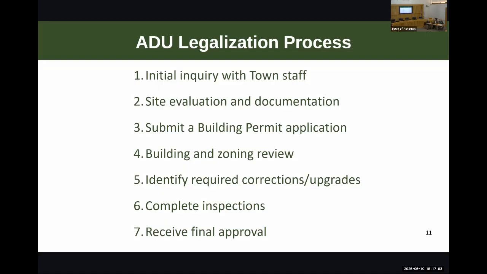And then between 5 and 6, there's probably one minor bullet that's missing, and that is you'll complete the work. Then we'll come out and complete the inspection. So there probably would be at least 2, 3, perhaps 4 inspections, depending upon how much work you need to bring your unit up to compliance, how large it is, and the challenges involved. Then you'll receive a final approval, and then it's legalized.